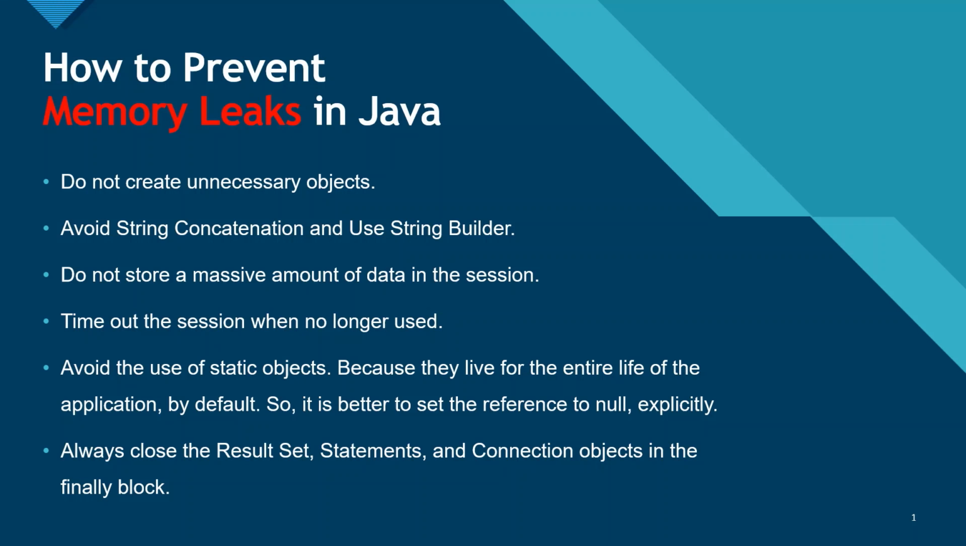And always close the resources like result set, statements, and connection objects in the finally block, or starting from Java 7 you can use try with resources. In that way you don't need to explicitly close the resources. It becomes the JVM's responsibility to close the resources as well. So you can use try with resources to minimize the memory leaks in Java which are related to resources.